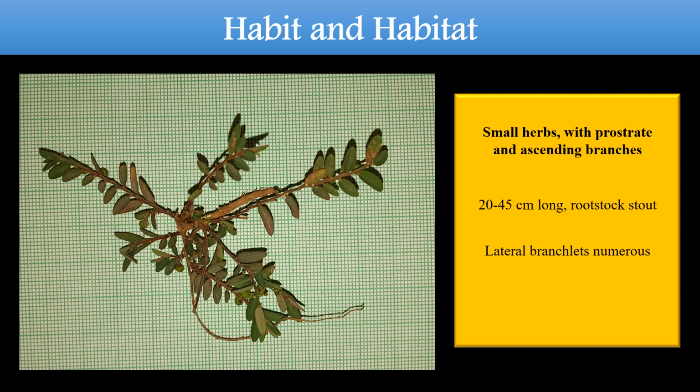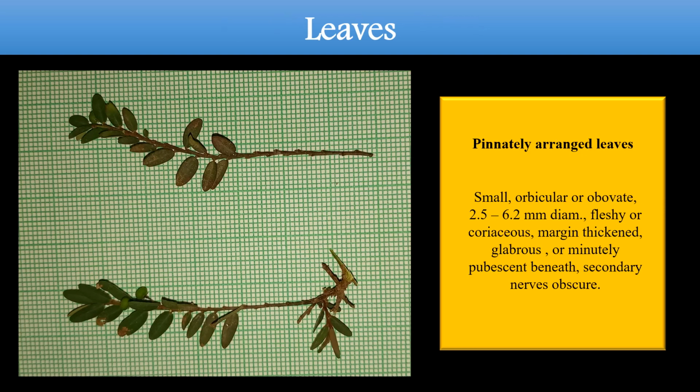Then comes to their parts. It is a small herb with prostrate and ascending branches, as you can see clearly in this picture. Then the rootstock is 20 to 45 cm long. Then lateral branchlets numerous. As you can see, the lateral branchlets are numerous in number. Then comes to our leaf portion.